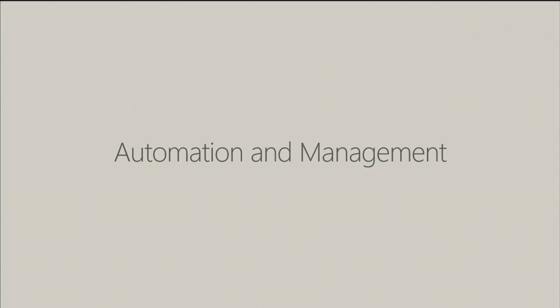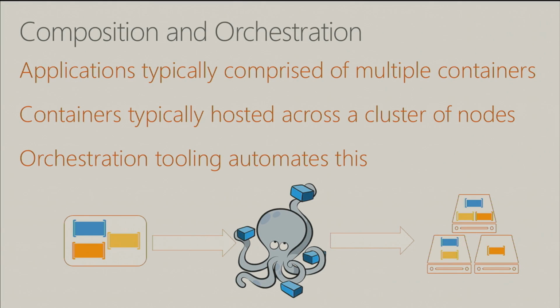So automation and management. This is always an interesting topic for us. What do we do for automation and management? Well, to really get into this, the first thing you need to understand is that there's a notion of composition and orchestration. When we think about applications, they're typically comprised of multiple containers. We may start out by just moving a website over, but that website's talking to something else. It's talking to a database. It's talking to a middle tier. It's talking to a web service.